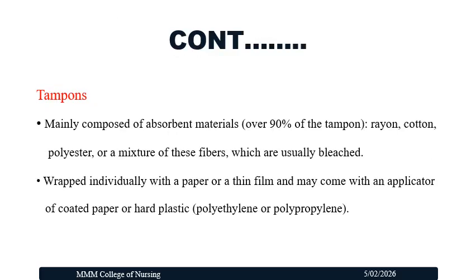Next is the tampon. It is mainly composed of absorbent material. That is, 90% of a tampon is made up of rayon, cotton, polyester or a mixture of these fibers, which are usually bleached. It is wrapped individually with paper or a thin film and may come with an applicator of coated paper or hard plastic, which is nothing but polyethylene or polypropylene.